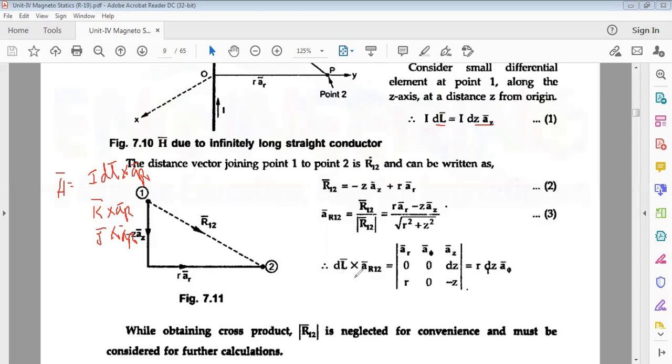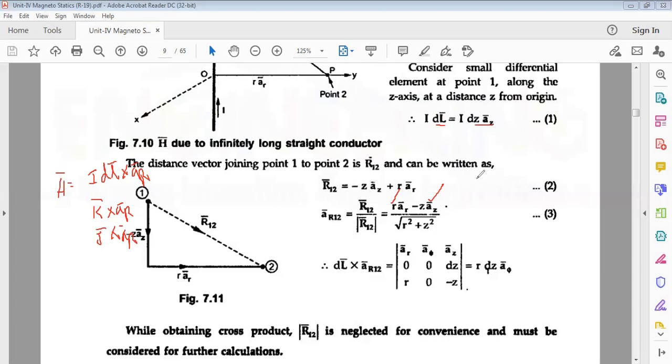And ar bar, the base vector, has two components: one is the ar bar component and another is the az bar component, and there is no aφ component. So here, the r component, there is no aφ component, it is 0. And for az bar, the coefficient is minus z.